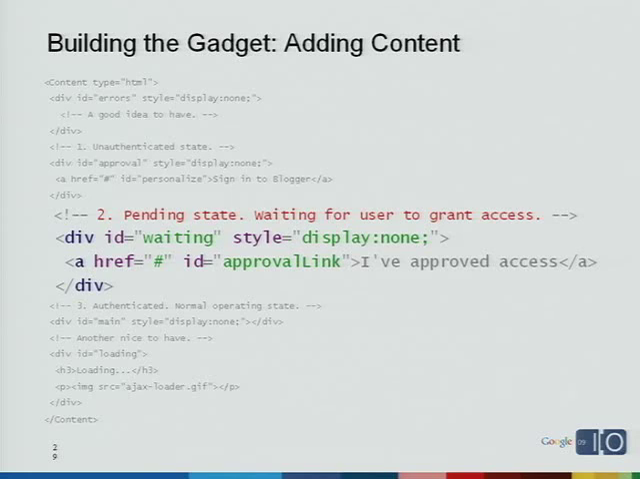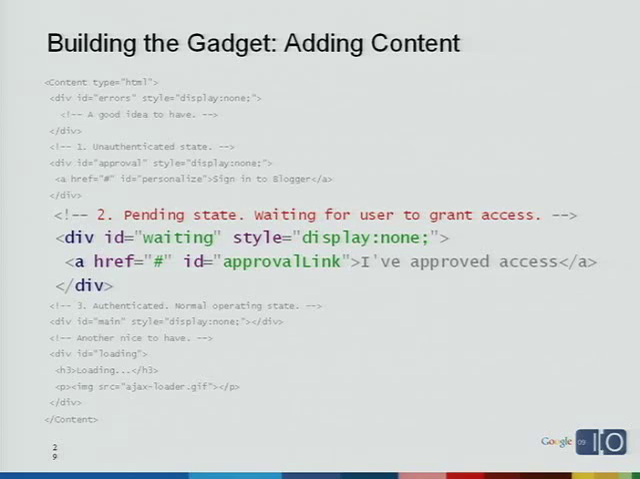Next is this pending state, right? You're waiting for the user to go through the approval and actually grant access to your data. So in this case, we're just displaying a link that says, "I've approved access." The user shouldn't actually see this if you're using that OAuth pop-up feature we just saw, because the gadget will just try to refresh itself, and they'll never actually see this. So the pop-up will go away, and that'll be taken care of for you.